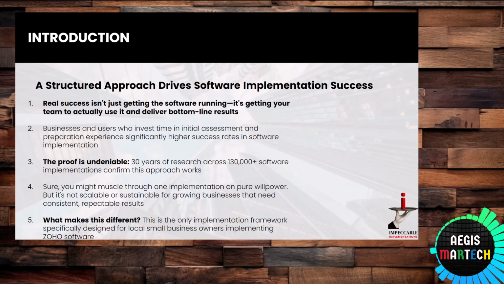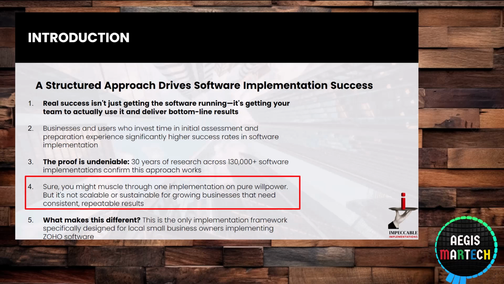And sure, I said this at the very beginning, you might muscle through one implementation on pure willpower, but that's not scalable. And it definitely isn't sustainable for a growing business that needs consistent, repeatable results. So you might be able to muscle your way through a ZOHO CRM implementation or a marketing hub implementation or ZOHO social. But as your business grows and you're trying to scale and bring in more people, you can't expect that to be a repeatable process. One, you can't repeat that, and two, you can't do it at scale.